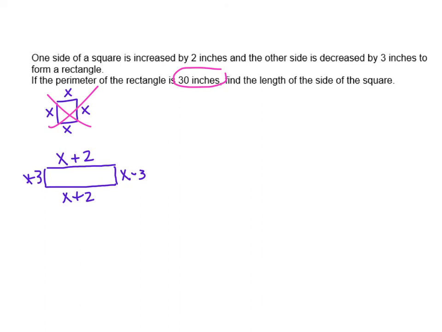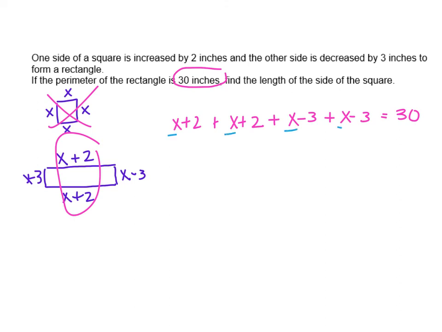Perimeter means add up all your sides. So x plus 2 plus the other one, x plus 2, plus x minus 3 plus another x minus 3 is going to equal 30. Combine all your like terms. You've got x, x, x, x, so that's 4x. And then 2 plus 2 is 4. 4 minus 3 is 1. And 1 minus 3 is negative 2. So you just combine all those numbers to get a negative 2.